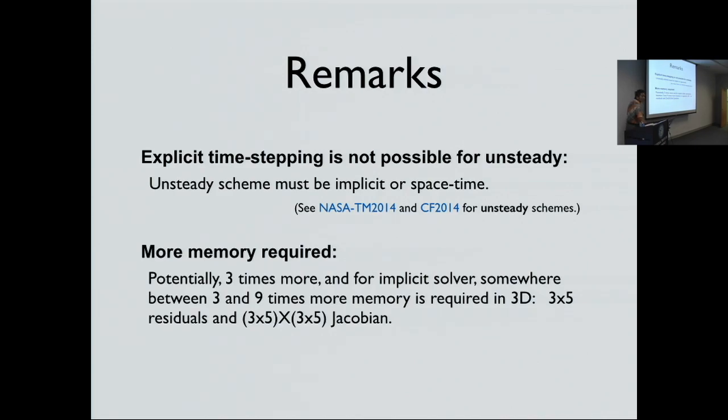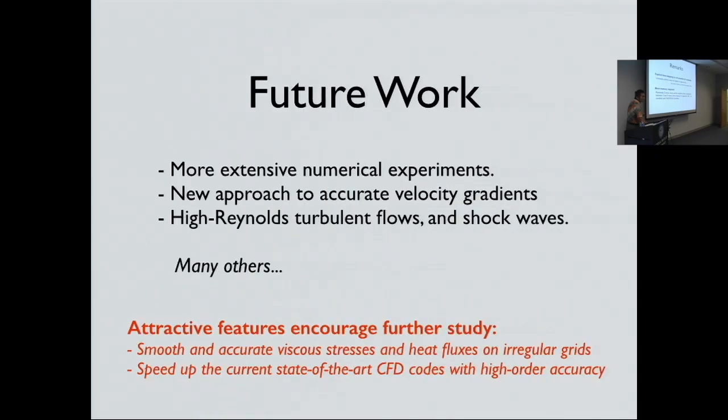The question is, is this a dead end? And I don't see it. There is future work. More extensive numerical experiments: I'm working on a flat plate right now. I'd like to get these results soon. And a new approach to accurate computation of velocity gradients: I'm looking at a larger system that has velocity gradients as additional variables. And higher Reynolds number turbulent flow. Those are the targets, but there are many others. And I don't stop here because attractive features encourage further study.